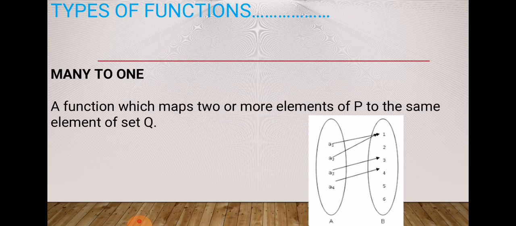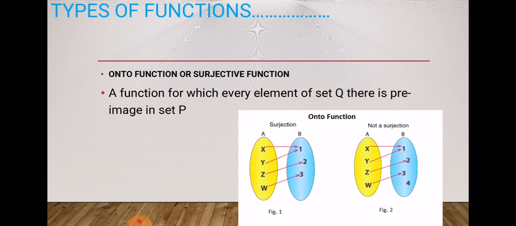Second is many-to-one. In a many-to-one function, two values from set A can be associated with one value of set B. That can be said to be a many-to-one function.